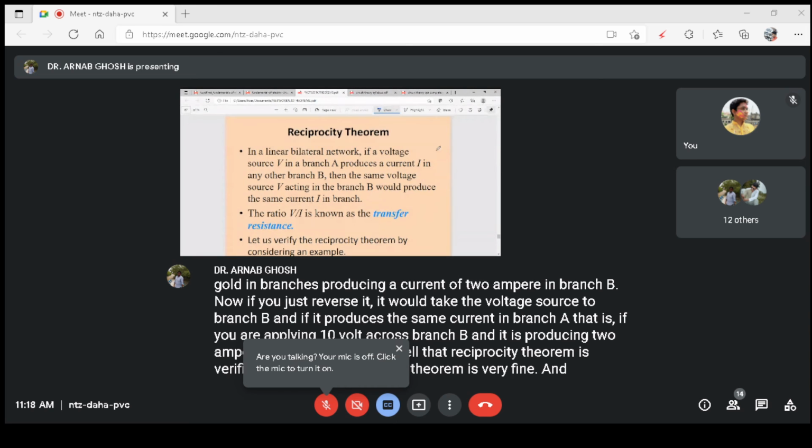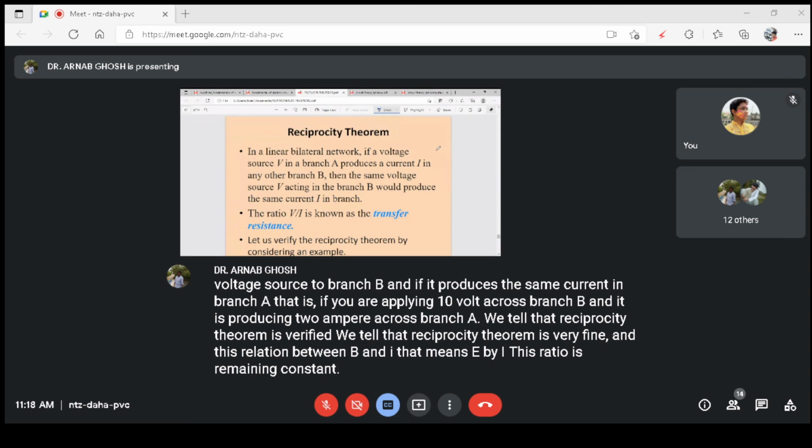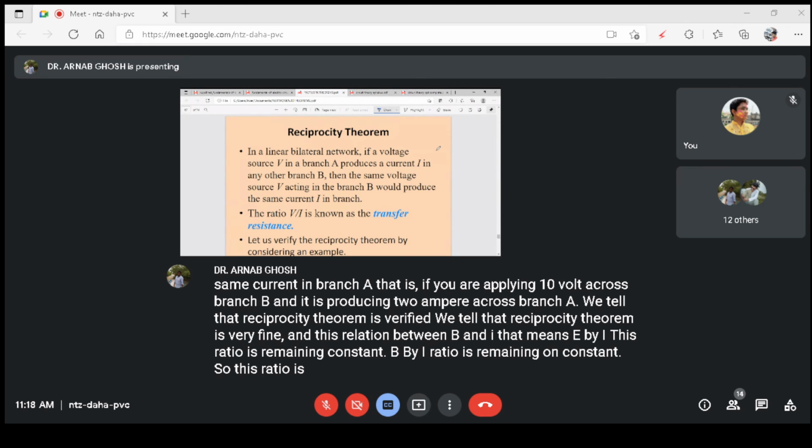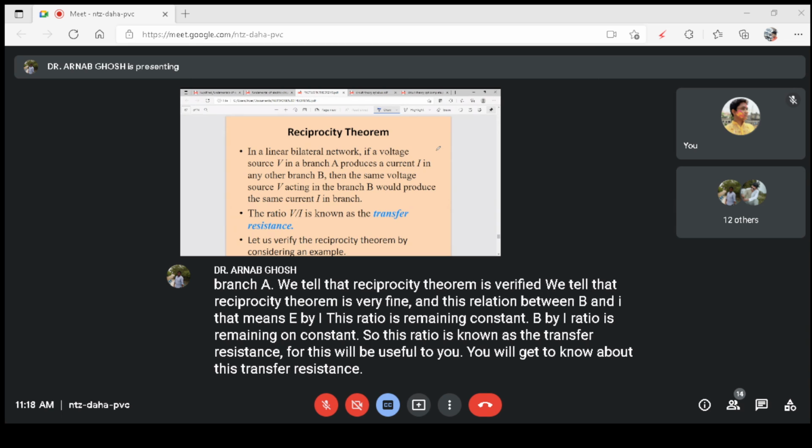And this relation between V and I, this ratio V by I is remaining constant. So this ratio is known as the transfer resistance. This will be useful to you. You will get to know about this transfer resistance once you get to the two-port networks, the application of the transfer.